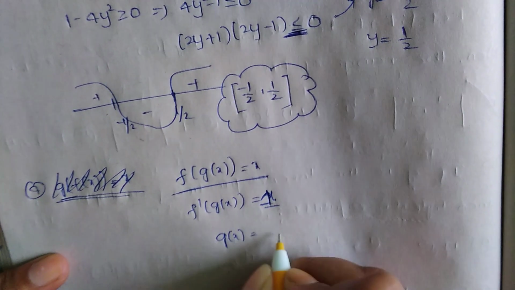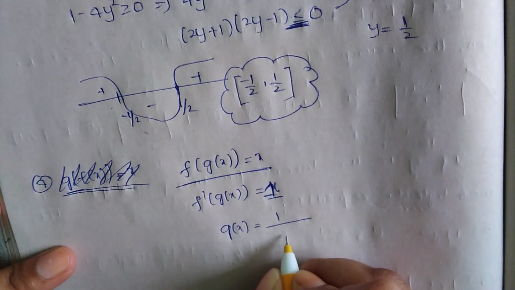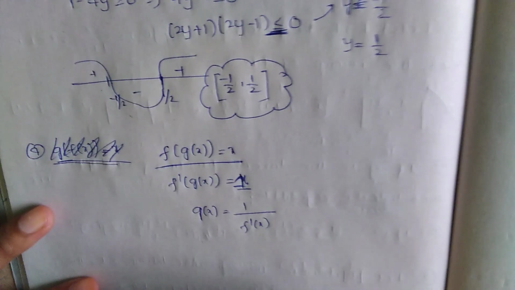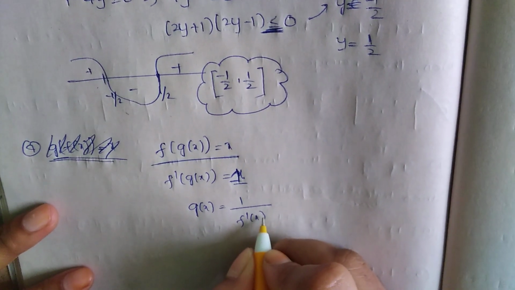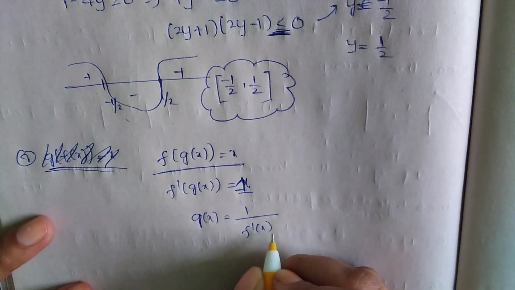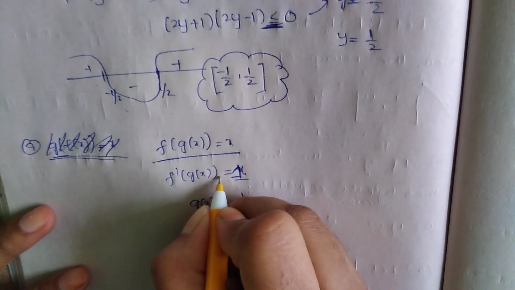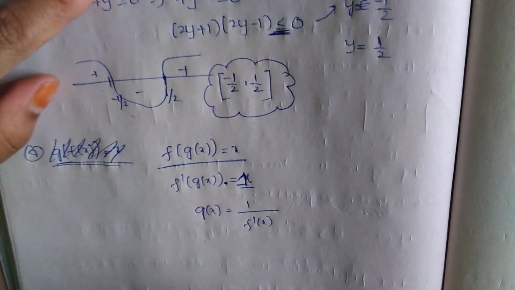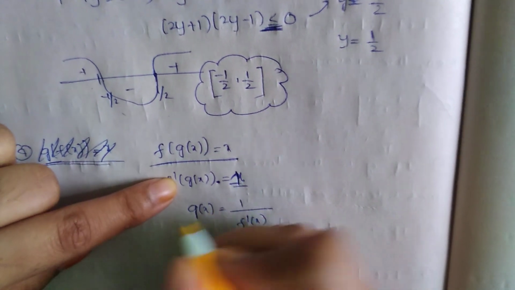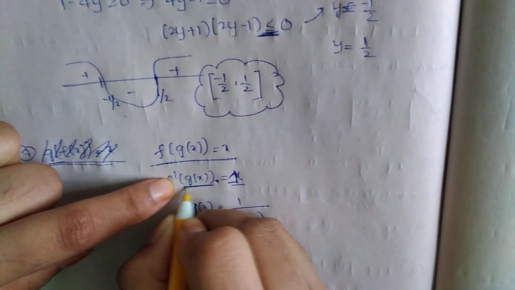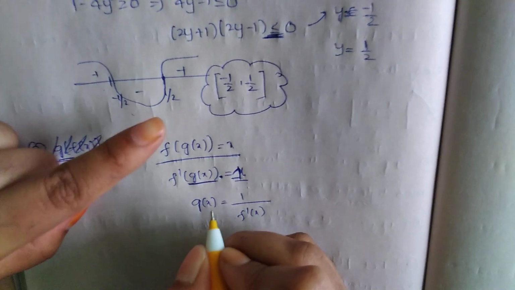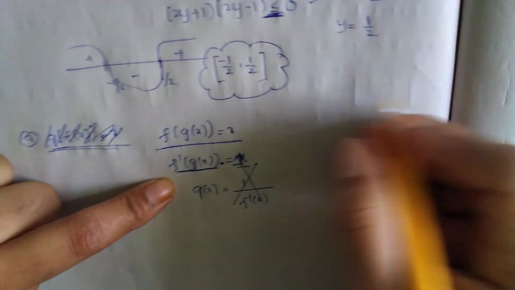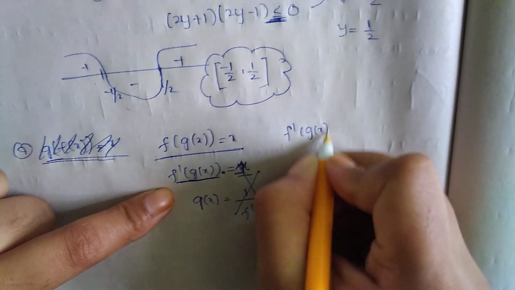So what will be our g dash of x value? 1 by f dash of x. Is it correct? No. Why? We should even differentiate this. Don't make such silly mistakes. When you differentiate this, you even have to differentiate g of x. Chain rule, yes or no? Multiplication, we have to use the chain rule. This is wrong. Understood?